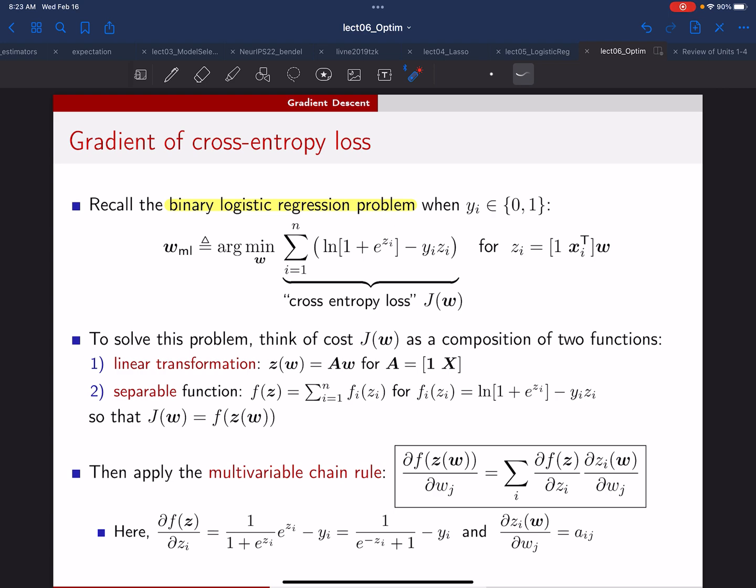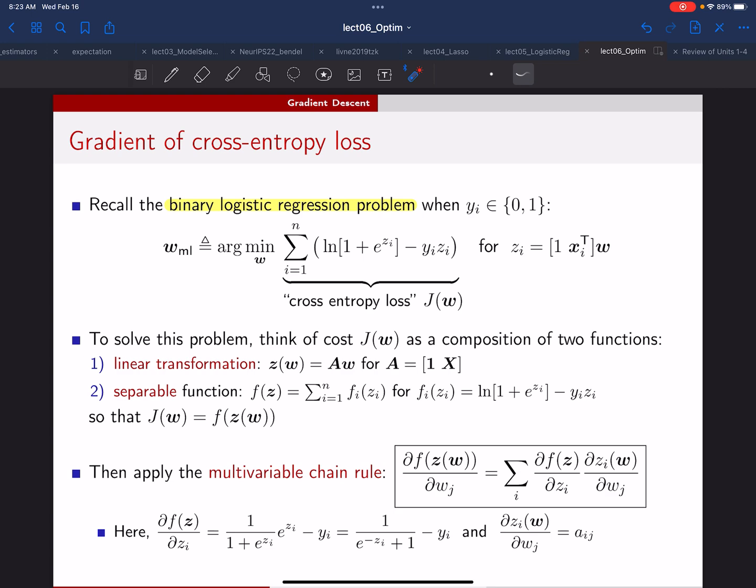Again, first stage is W to Z. That's a linear transformation. Second stage is all the different Zi's operated on non-linearly by this function, summed together to get our final cost. So this is a separable nonlinear function. Together, they give us the overall function from W to J. Decomposing it in this way helps us to compute the gradient.